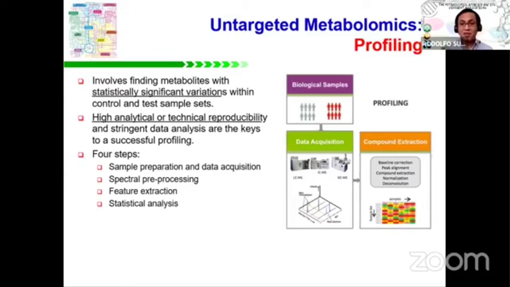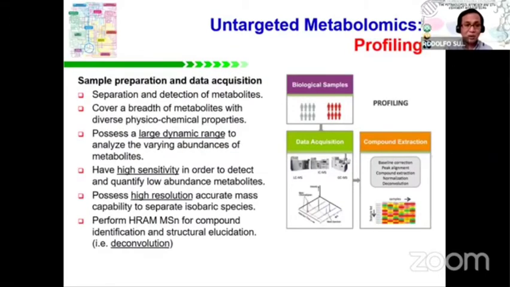And one way is via normalization, which was mentioned by Dr. Lacerna. Okay? And typically, metabolite profiling involves 4 steps. Okay? And it is shown here. Okay? Sample preparation and data acquisition, spectral pre-processing, feature extraction, and lastly is statistical analysis. Okay, so I will describe them very briefly as we go along.